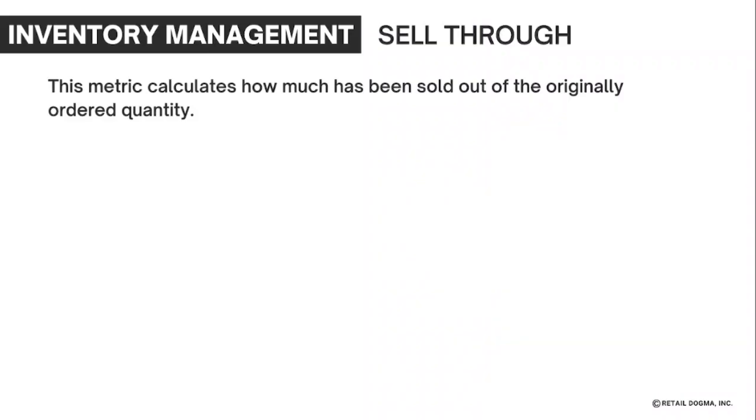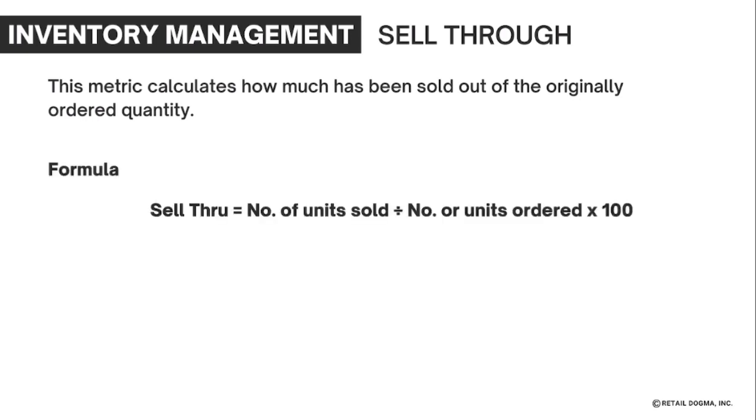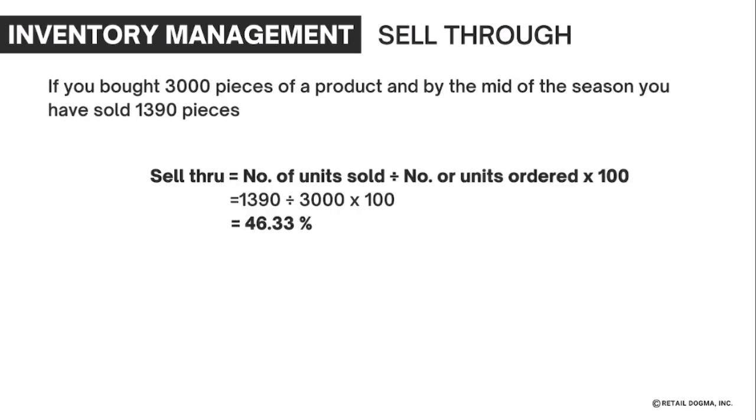Another metric that's used in inventory management is sell-through rate. This metric calculates how much has been sold out of the originally ordered quantity. The formula for sell-through rate is sell-through equals number of units sold divided by number of units ordered and then multiplied by 100 to get the percentage. For example, if you bought 3,000 pieces of a product and by the mid of the season, you have sold 1,390 pieces. Applying the formula, we get sell-through equals 1,390 divided by 3,000 multiplied by 100. This will give us 46.33%.